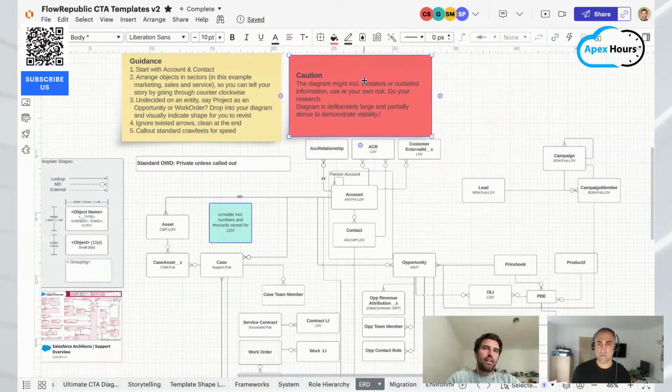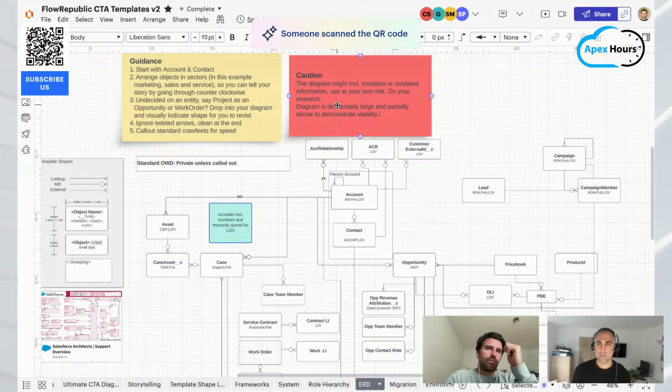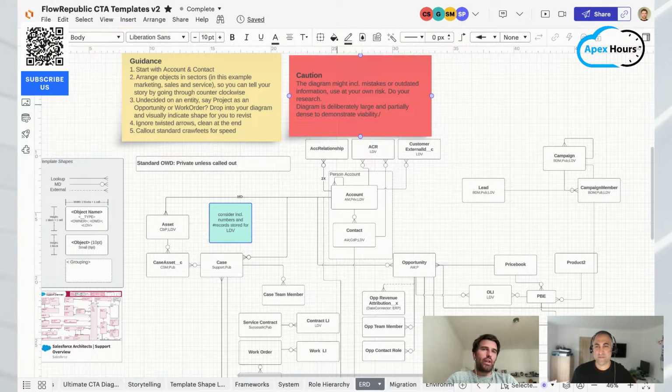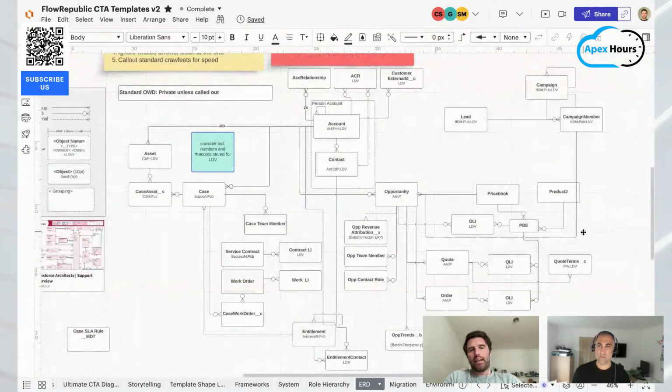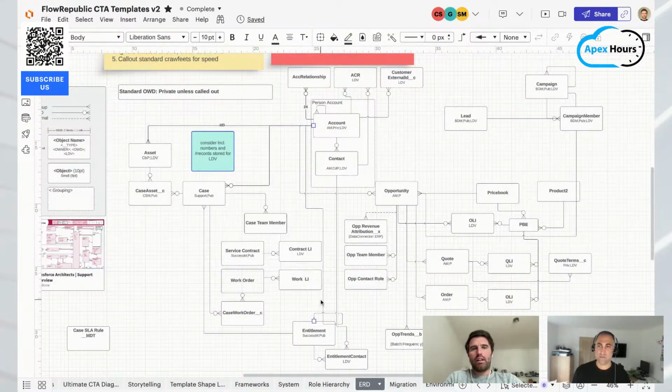One important aspect is really the caution here, and it is on purpose. First of all, this might include mistakes, so please validate those data models that we're using here, validate every data model that somebody else is putting in front of you. You want to rely on the official documentation, okay? And again, this is a very large data model. Probably half of the number of objects is what you will face in the exam, but definitely the multitude of these objects.